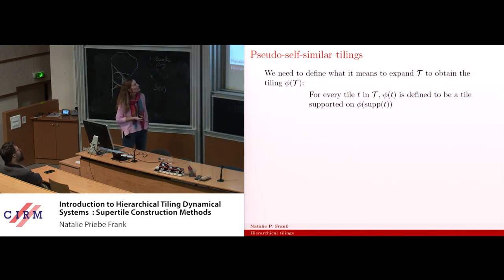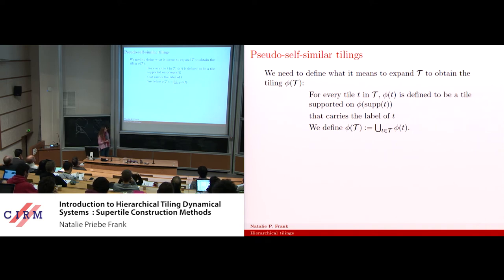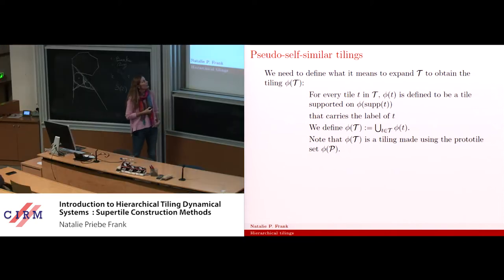by a linear map. It's a technical point. I just take every tile and blow it up by a factor of phi and keep the label the same. So essentially, I'm just making a big tiling like I showed you in that picture of the one-dimensional ones. So if I blow up a whole tiling, it's just the union of the blow up of all the tiles. And so technically speaking, this tiling is made using the prototile set that's all the expanded tiles.